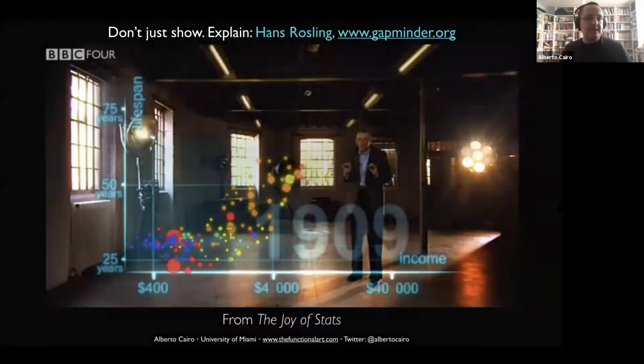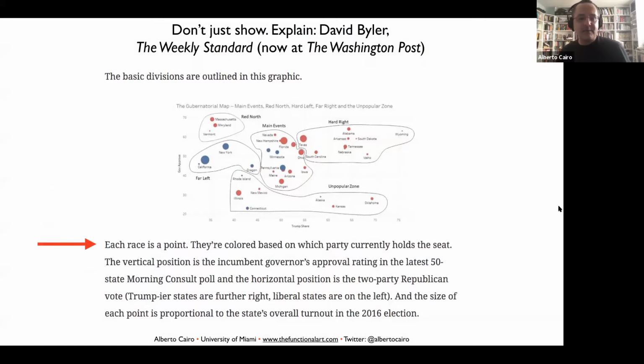Now, some people in the media are doing this. For example, I have this old example from a magazine that doesn't exist anymore called the Weekly Standard. And this is a graphic created by a guy called David Byler, who is now a columnist at the Washington Post. David used to do data analysis, particularly about elections, for the Weekly Standard. And he did tons of charts, very weird charts with scatter plots, with areas surrounded by things to group them and ungroup them and so on and so forth. But he always provided a caption, an explanation of what the graphic meant, how to read the graphic, and then how to understand that graphic correctly, right?